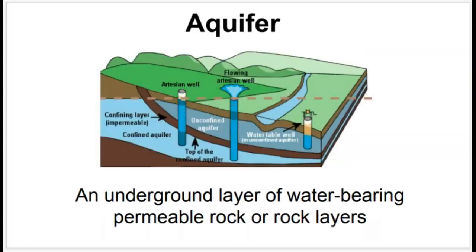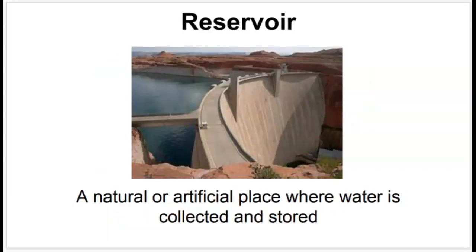Then we have aquifer, which is an underground layer of water bearing permeable rock or rock layers. So this here is an aquifer, and this is the aquifer as well. Then we have reservoir, which is a natural or artificial place where water is collected and stored.